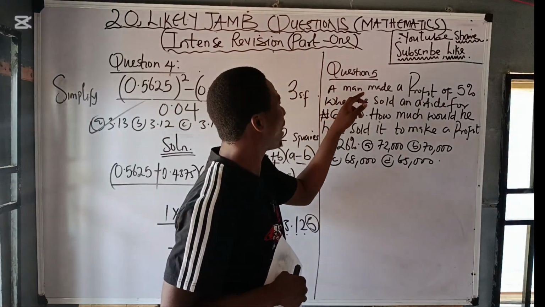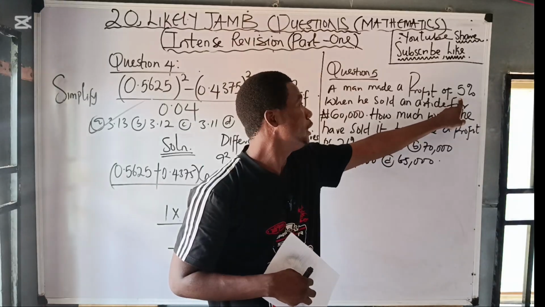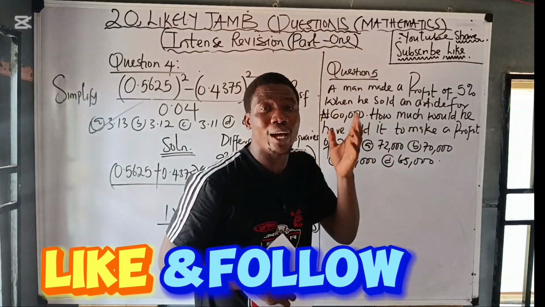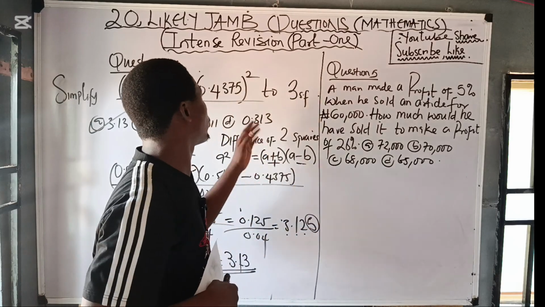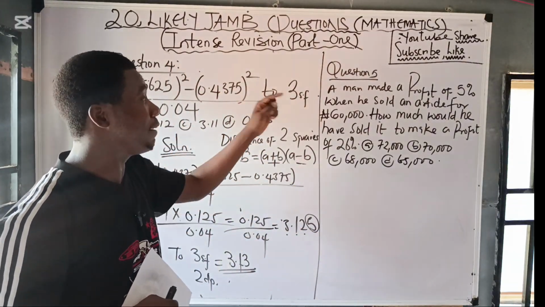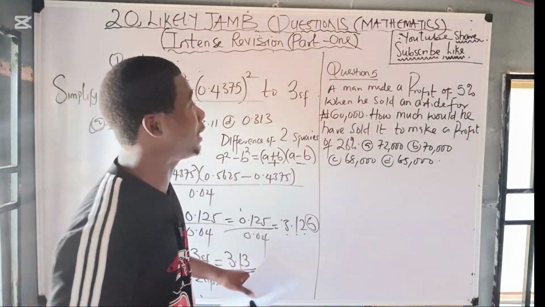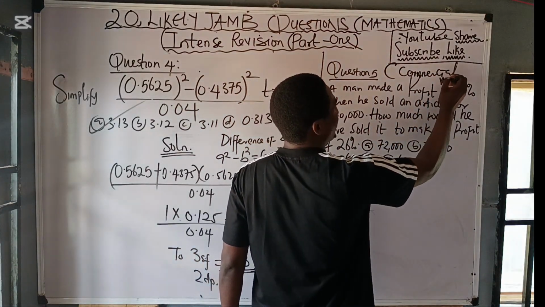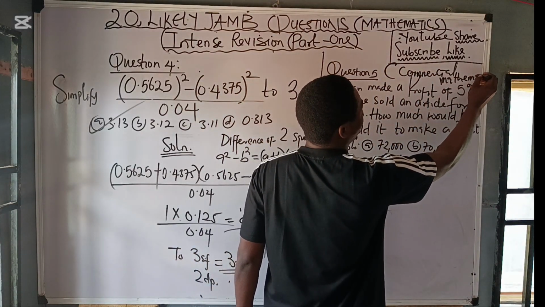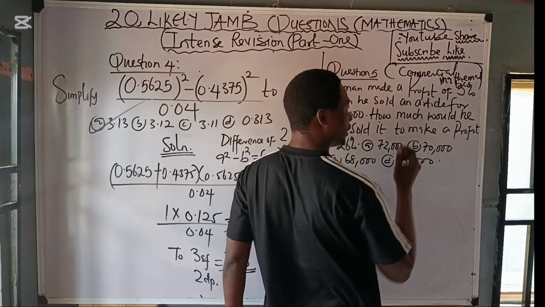Question number 5 says, a man made a profit of 5%. Now, which topic is this? We are done with number system, and we are also done with fraction and approximation. Now, they have jumped to what we call commercial mathematics. So the question here is coming from commercial mathematics. If you are a JAMB student, you should know how to prepare for your JAMB exam.